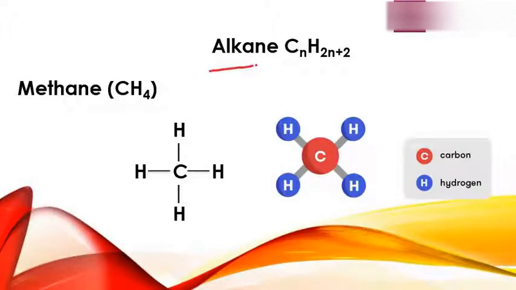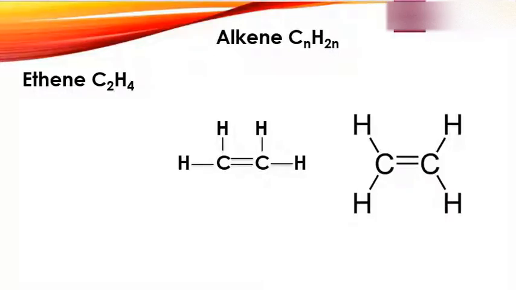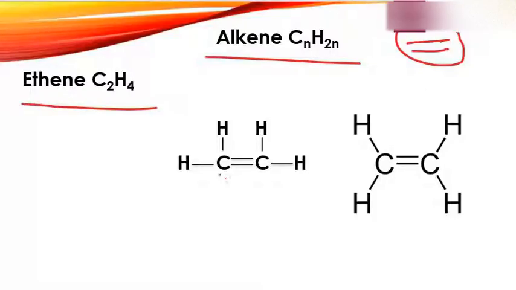For the example of alkane, which is CnH2n+2, we have the example of methane, CH4. We have a carbon and 4 hydrogens attached to it. Next example we have of alkene, CnH2n, and in alkene we have double bond, so we cannot have meth. So starting with ethene, C2H4, 2 carbons and 2 hydrogens attached to each carbon.